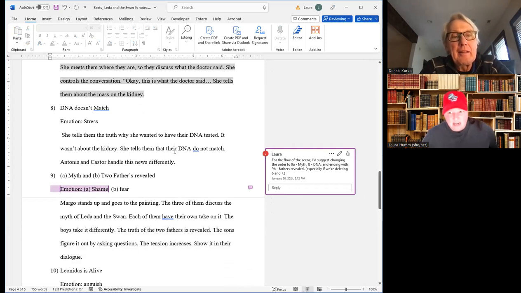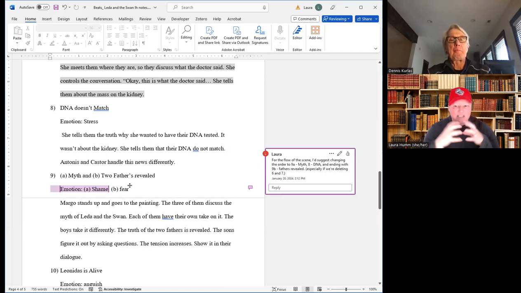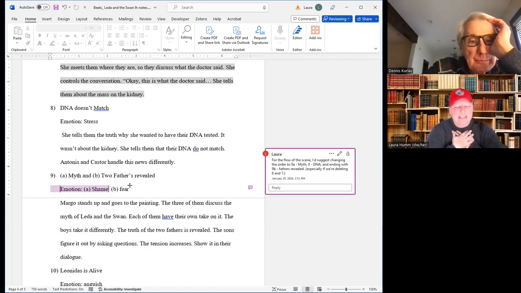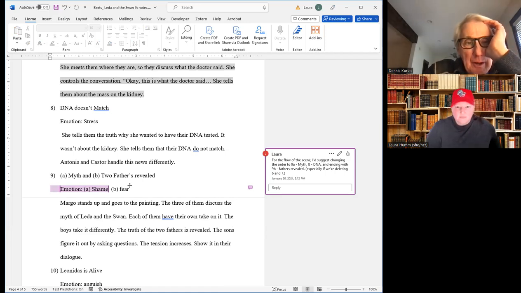I found out that it doesn't match. They have this blow up, which is taking that stress a little bit higher. And then she tells them who their fathers actually are. And now they have this huge clash with each other, which turns into fear for her. Okay. So let's eliminate.